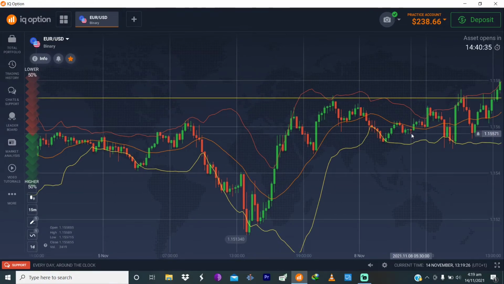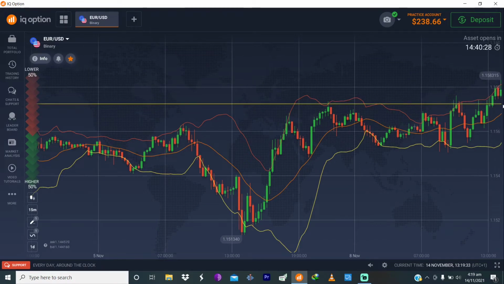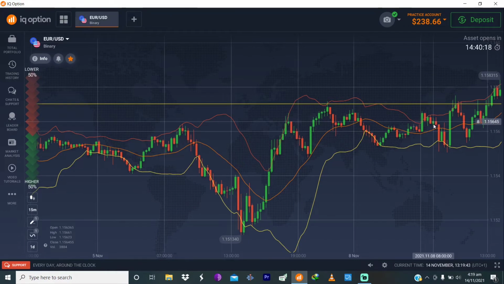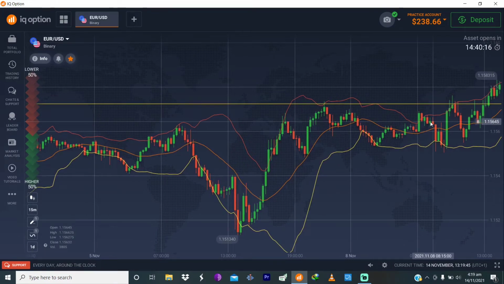You buy, you won. Then you see a bearish candle again and a bullish candle. Immediately you buy at the next candle. Why? Because you already know that you are in an upward trend. So you can buy again.